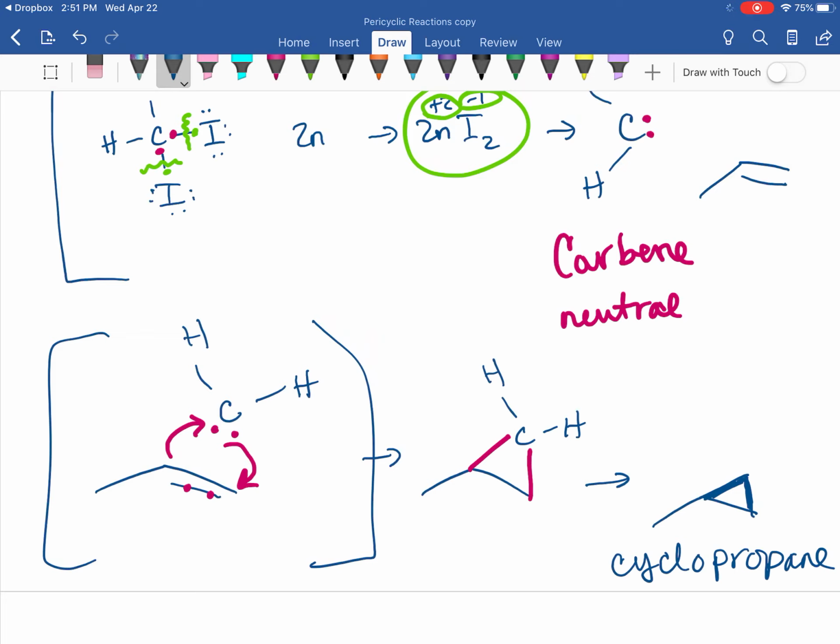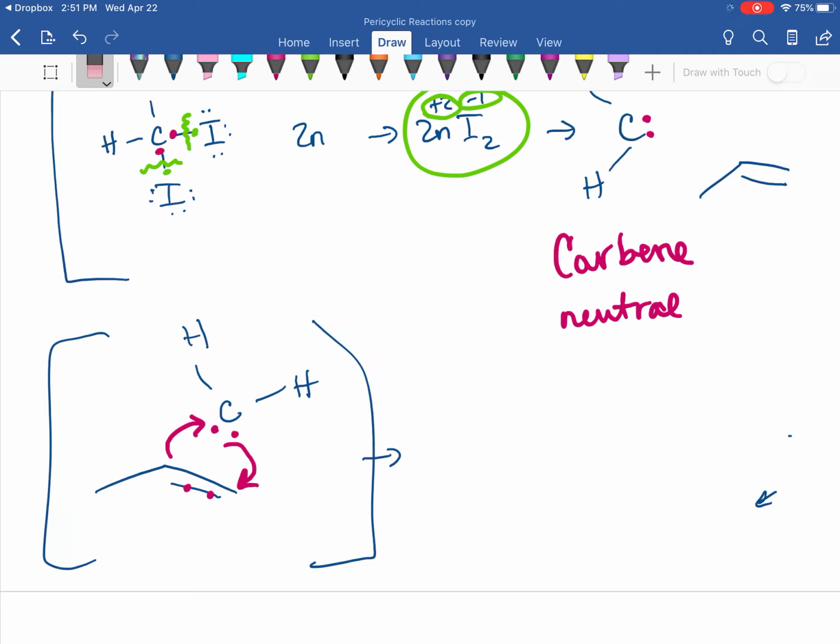You can get flexibility in some of our bigger rings, but in a cyclopropane, it just flat out doesn't stretch enough to ever make a trans situation. So your cyclopropane, these bonds will always be cis to each other. They have to be. They can't reach any other way.